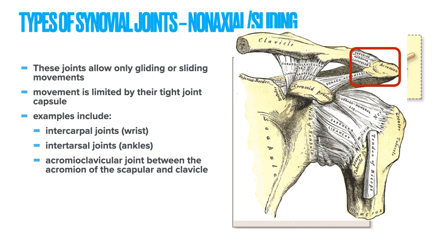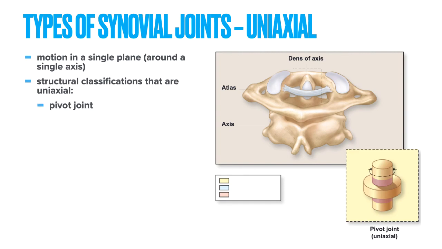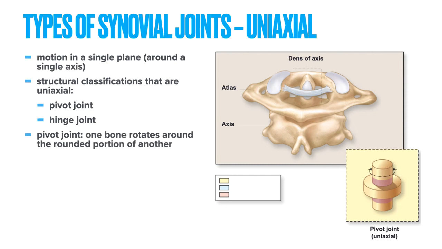So these types of bones produce very little rotation or angular movement. Right? So the next one is uniaxial. A uniaxial joint is only going to allow for motion in a single plane around a single axis. And there's two structural classifications. For uniaxial, you've got pivot joints and hinge joints.